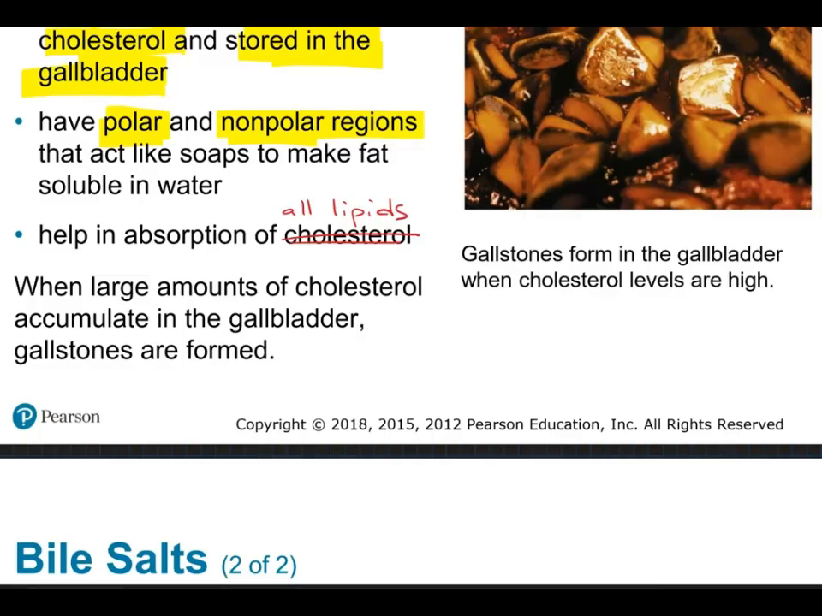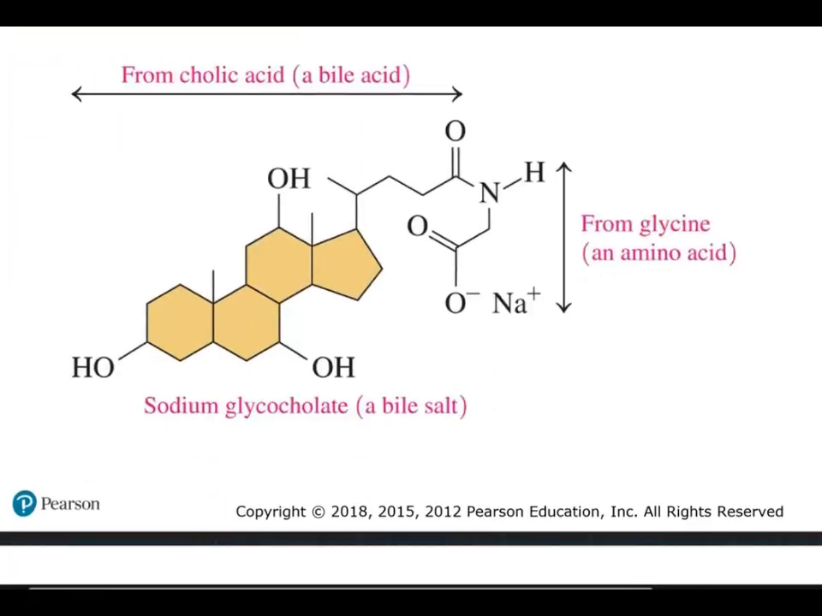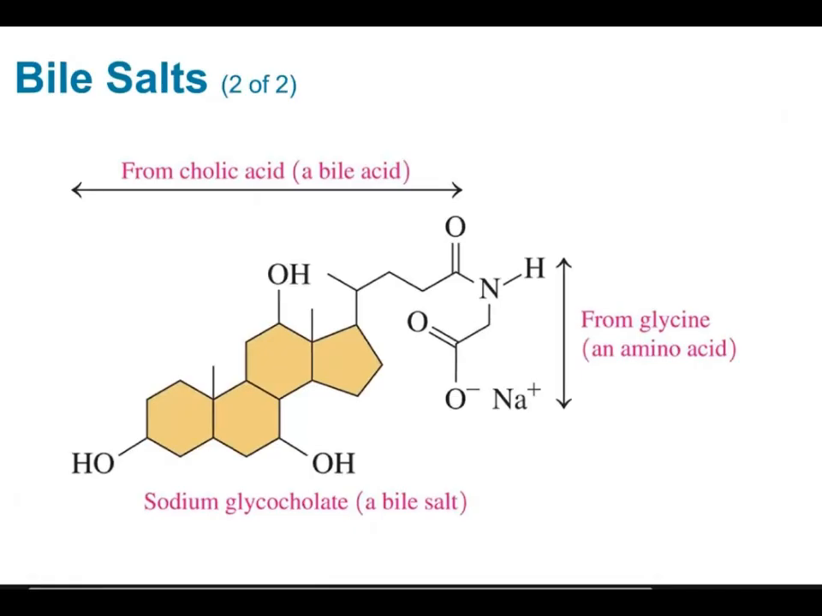Now, this gets even worse. Large amounts of cholesterol accumulate in the gallbladder. Well, cholesterol in the gallbladder comes from bile salts, basically when your bile is being concentrated. These are gallstones. Okay, this is a formula of a bile salt, but I will return to this.